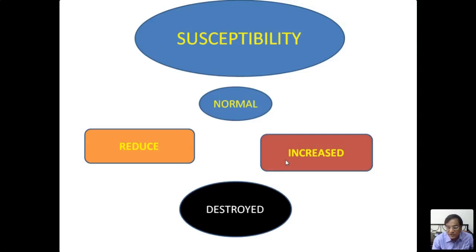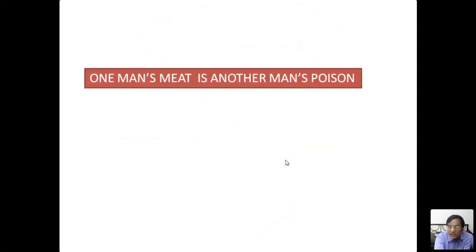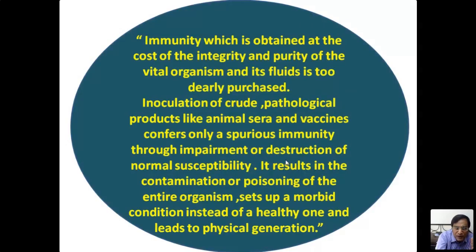We can modify susceptibility by our medicines, by diet and regimen, and by some advisories given to the patients. One man's meat is another man's poison. It is a very good proposition. I could interpret it, but I don't know if time will permit. Immunity is obtained at the cost of integrity and purity. That is the saying of Stuart Close: delay purchased inoculation of crude pathological products like animal sera and vaccine confers a spurious immunity at the cost of impairment or destruction of the normal susceptibility.